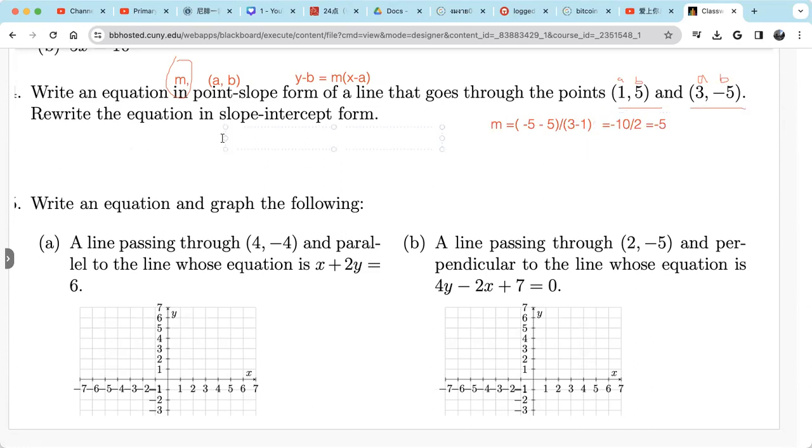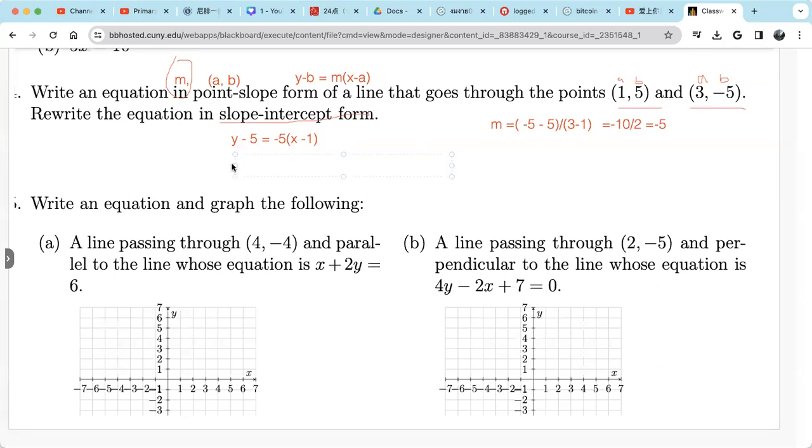Now let's pick the easy number to write. So we do y minus 5, picking the point 1 comma 5 to work with, equals -5 times x minus x1, which is 1. So one more step, we are asked to write in slope intercept form.